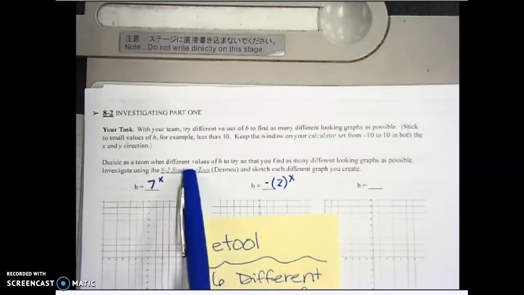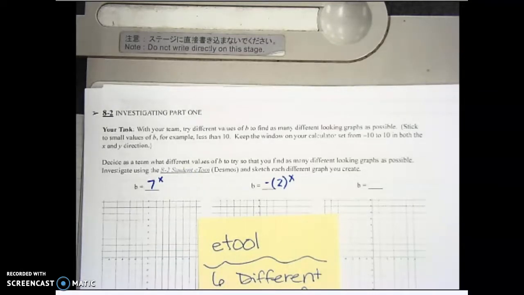Decide as a team what different values of B you can try so that you can find as many different looking graphs as possible. And you're going to use your E tool. So when I'm done talking, you're going to go on your Chromebook. You're going to log into your textbook. And then you're going to go to chapter 8, the very first lesson in chapter 8. And then you're going to scroll down until you get the E tool.